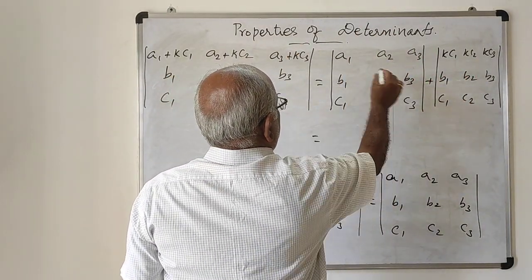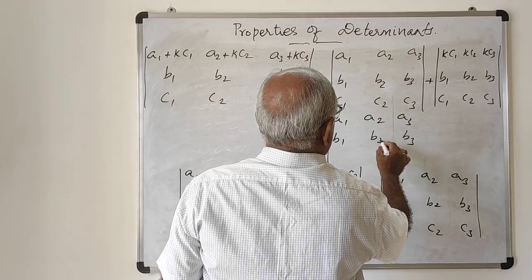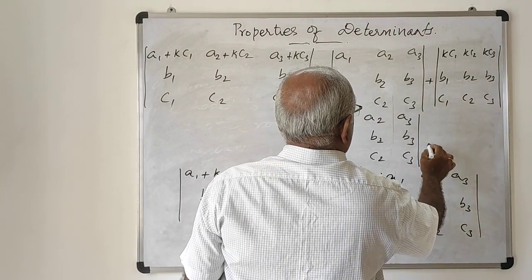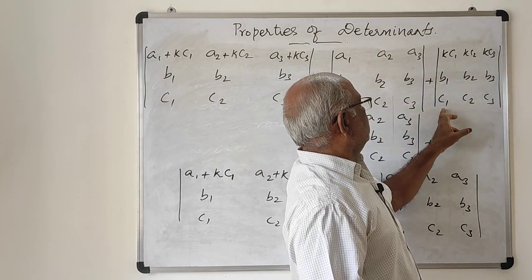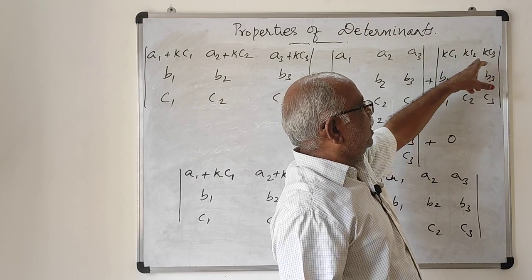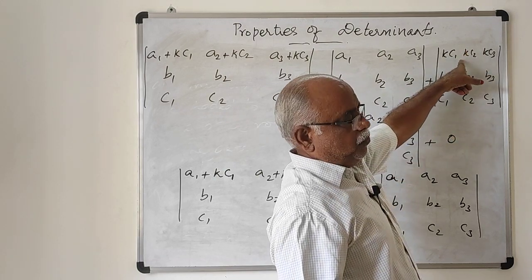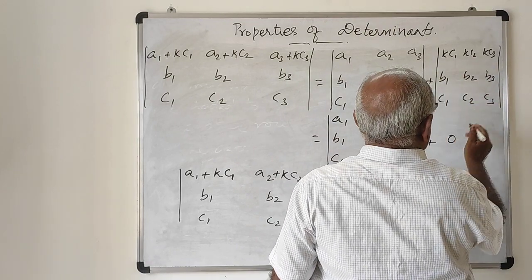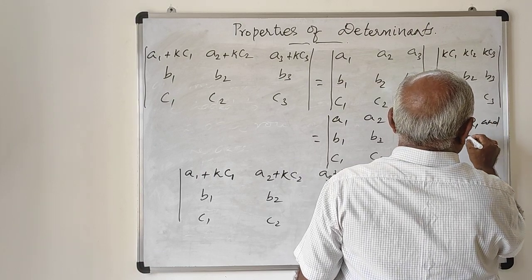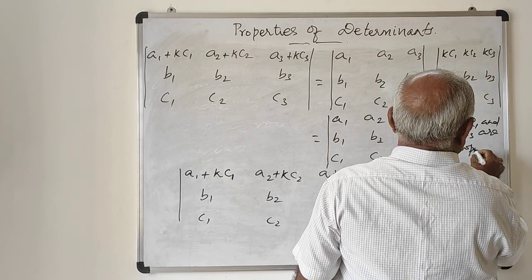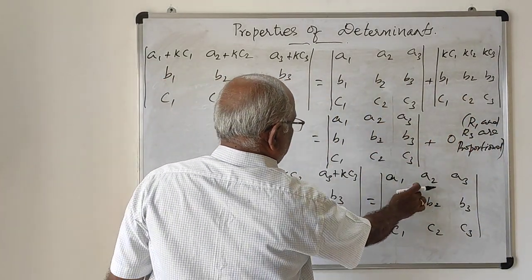That is again equal to the determinant with rows A1, A2, A3; B1, B2, B3; C1, C2, C3 plus 0. The value of the second determinant is 0 because the first row and third row elements are proportional. The third row elements are multiplied by the constant k, which gives the first row. Therefore, R1 and R3 are proportional, and by the property this determinant is 0, and the sum is equal to the original determinant.